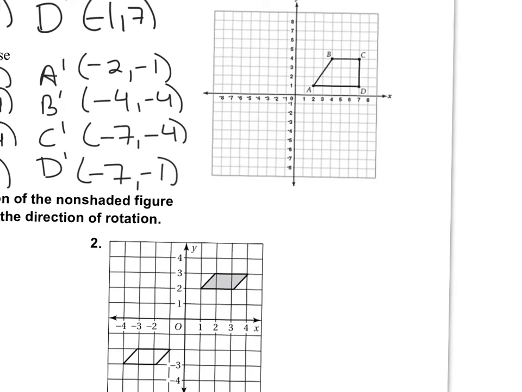So negative 2, down 1 is right here. That's A prime. Negative 4, down 4. That's B prime. Negative 7, down 4. You know what? I'm going to move my B prime. We'll put B prime over here so it's not in the middle of the figure. C prime is at negative 7, down 4. And then finally, D prime is at negative 7, negative 1, and we'll put that right there. Connect them.